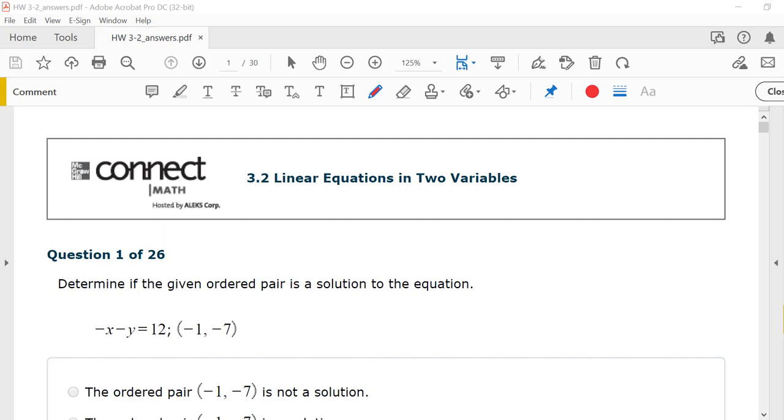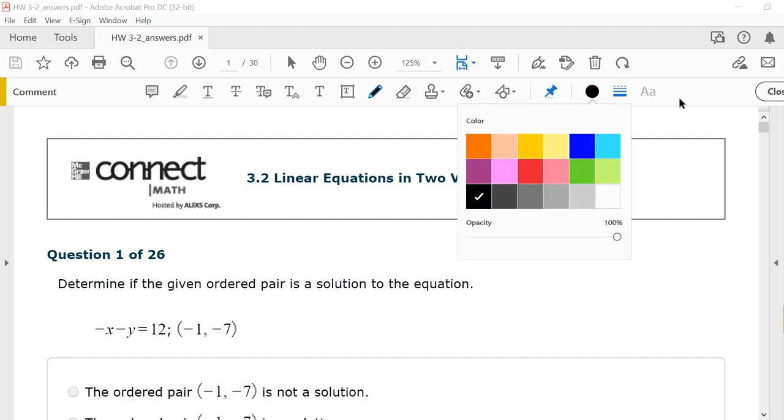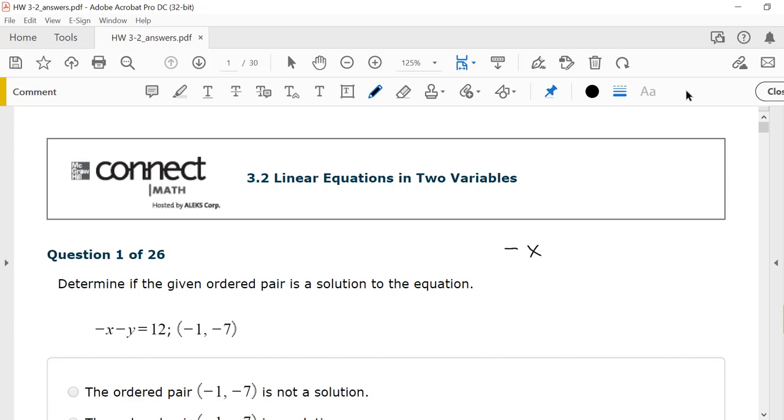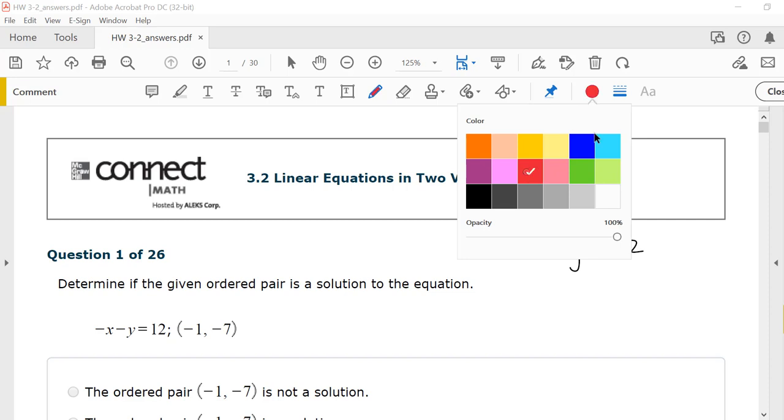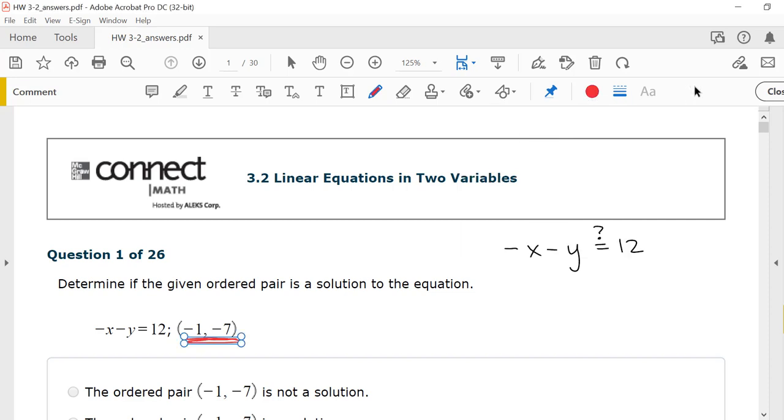Question number 1, determine if the given ordered pair is a solution to the equation. The equation is negative x minus y equals 12. I'm going to write that down. Now, that's the question mark. Is that going to be an equal sign? Now, your point is the ordered pair -1, -7. So remember that the first number is the x and the second number is the y.